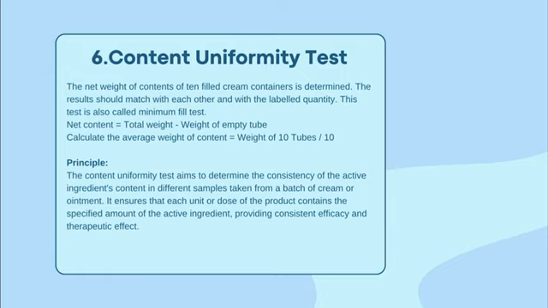Principle: The content uniformity test aims to determine the consistency of the active ingredient's content in different samples taken from a batch of cream or ointment. It ensures that each unit or dose of the product contains the specified amount of the active ingredient, providing consistent efficacy and therapeutic effect.